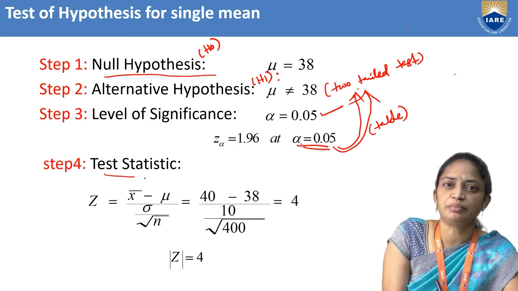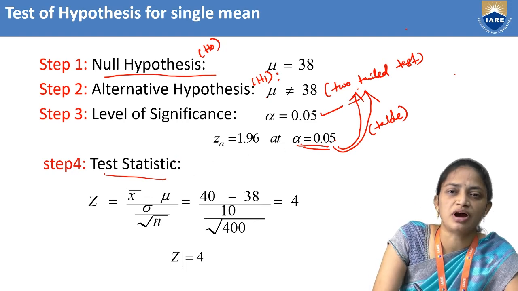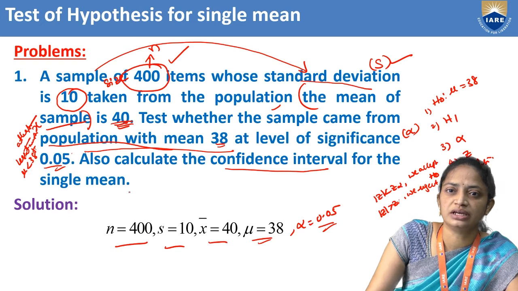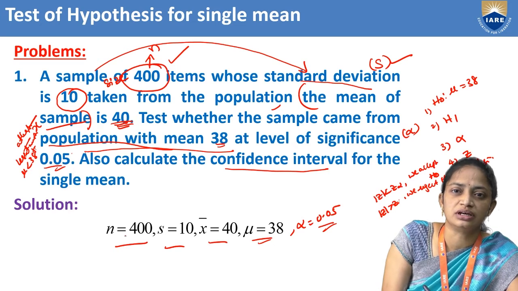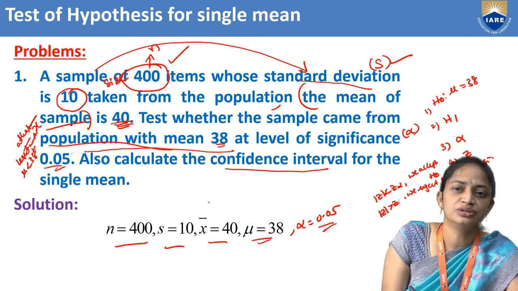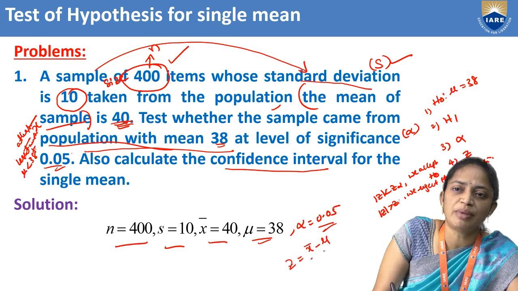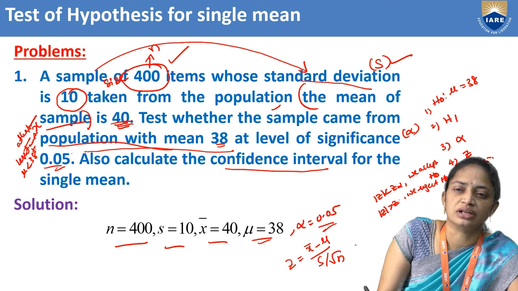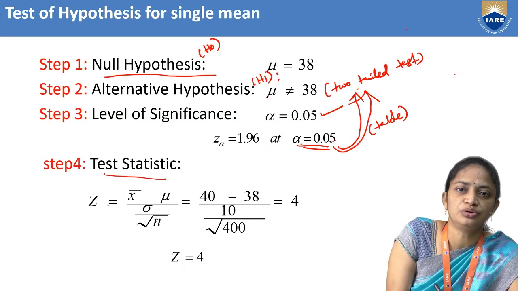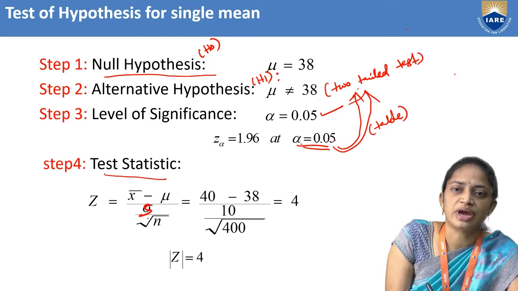Okay, so the next step is the test statistic. Here we need to write the formula. But what is our formula here? They have given n equal to 400, s equal to 10, x bar equal to 40 and mu equal to 38. These values are suitable only for z equal to x bar minus mu by s by root n, right? So we write z equal to x bar minus mu by s by root n.